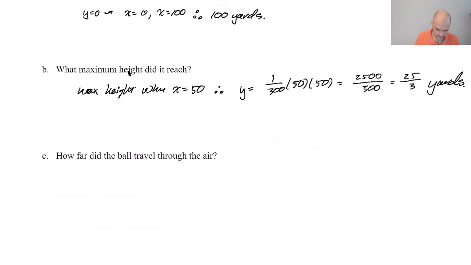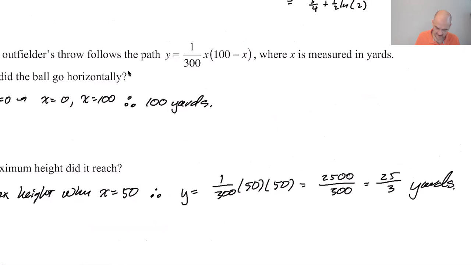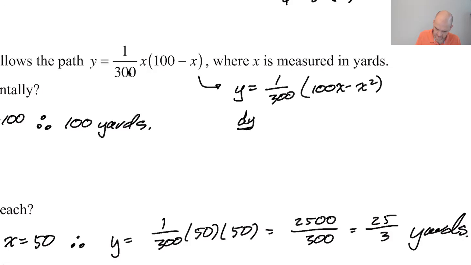Yards. All right, how far did the ball travel through the air? To do that, we need dy dx. I don't know the best way to do that. I'm going to say that y equals 1 over 300, and then 100x minus x squared. So then dy dx is 1 over 300, 100 minus 2x.